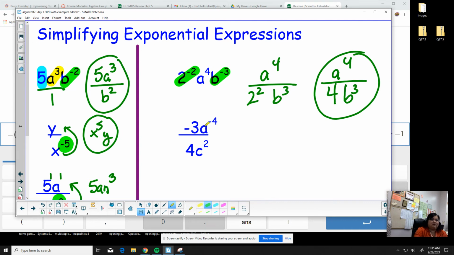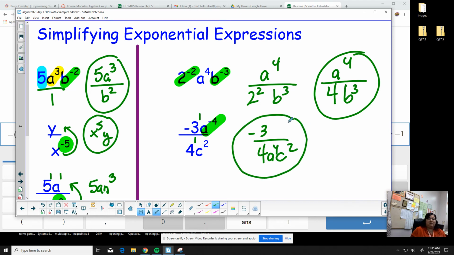All right, let's look at this one. We've got a -3/4, which are perfectly fine. They have exponents of 1. They're happy. The only one unhappy is this A. Everything else is fine where it's at. So I keep the negative 3/4, I keep the C to the second, and I move the A to the fourth down to the bottom. This is my answer. All I'm doing is looking at them individually.